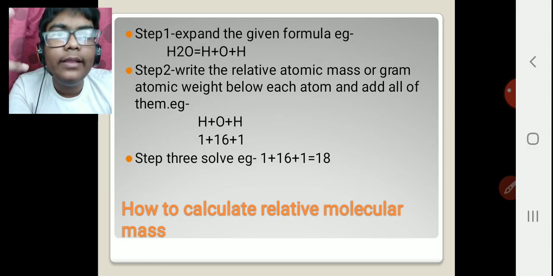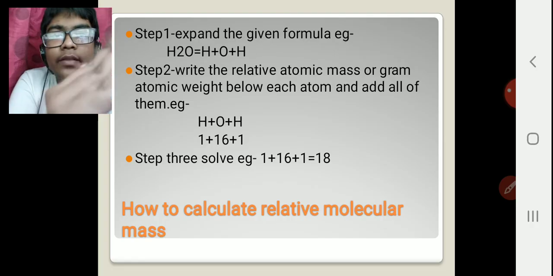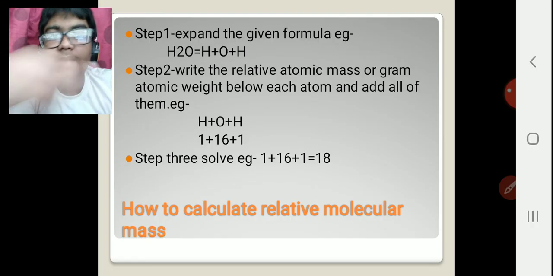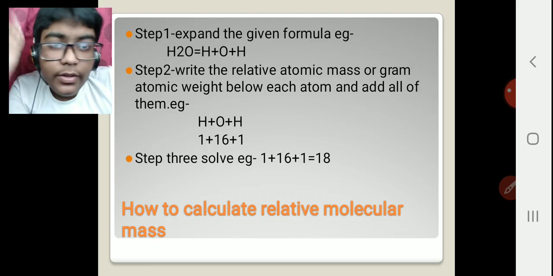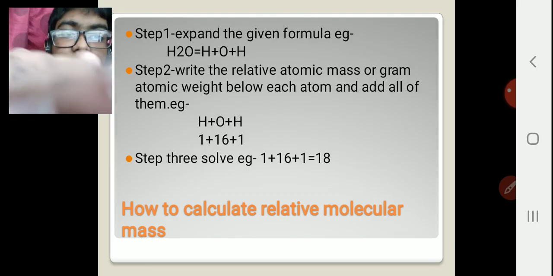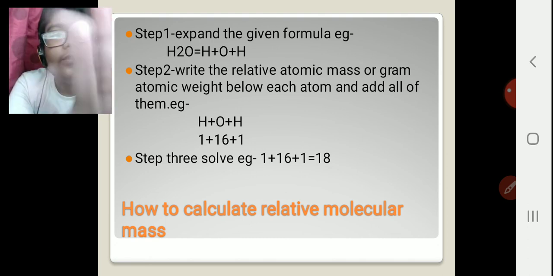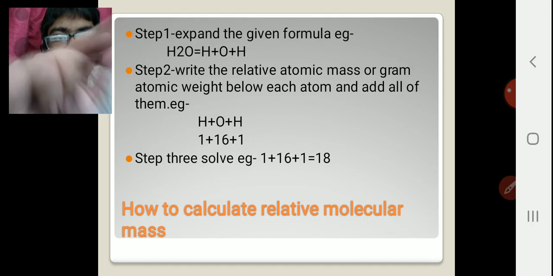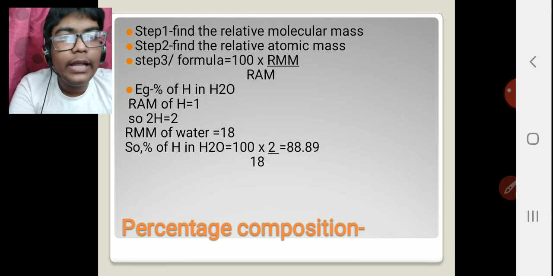How to calculate that? You expand the formula, for example H2O. H2 means 2H, plus O, or H plus O plus H, whatever you want to write. Weight of H is what? 1. Weight of O is what? 16. Weight of H is again 1. So 1 plus 16 plus 1 is the total weight of this H2O. So it is going to be 18. That is how you do it.